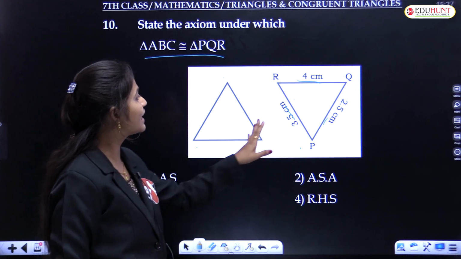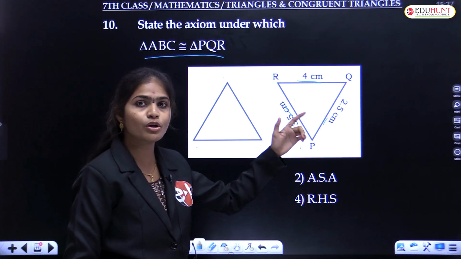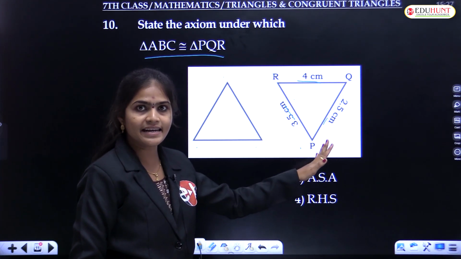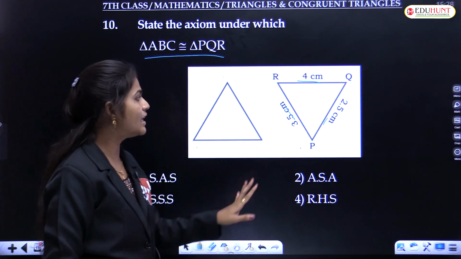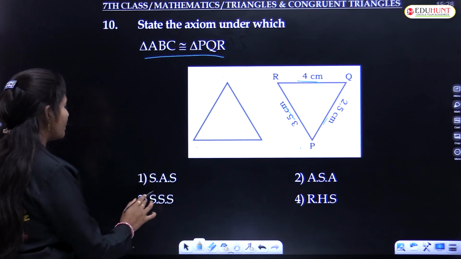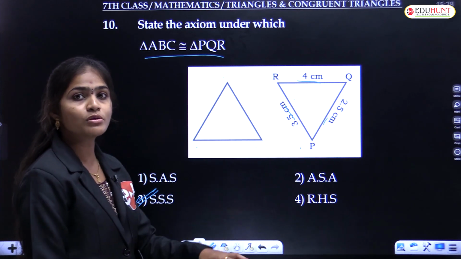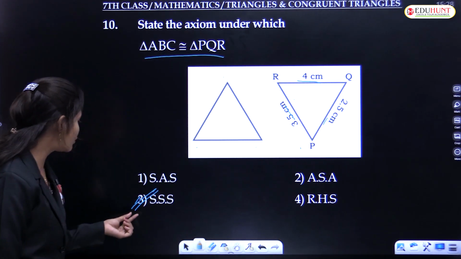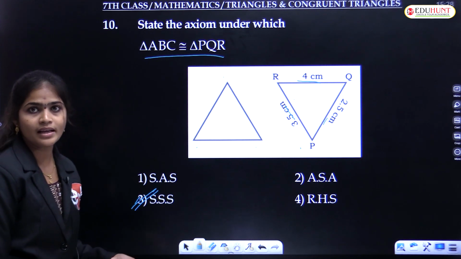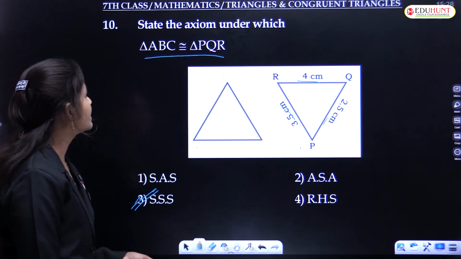So that's why here, which measurements are given, angles or sides? Only sides are given. How many sides are given? Three sides' measurements are given. So that is related to the triple S (SSS) congruency. Why? Because they gave the measurements of 3 sides. So that is related to the triple S axiom. Is it clear, children? So let's see the next one.